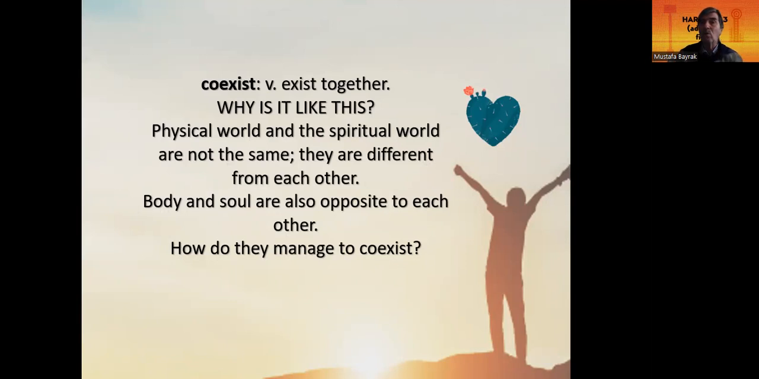Body and soul are also opposite to each other. How do they manage to coexist together? One of them is like the darkness, one of them is like the light, but how come? How come they exist together? They coexist. Do darkness and light exist together, like our soul and body exist together?